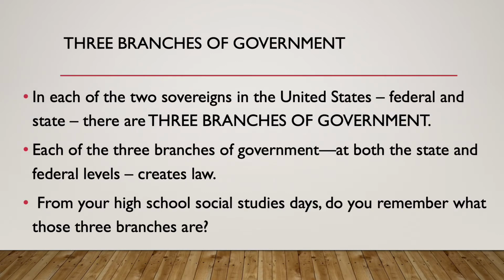There are 3 branches of government in the United States. Does this sound familiar? I bet you talked about it in your high school social studies days. So in each of the 2 sovereigns in the United States, the federal and the state, there are 3 branches of government. Each of those 3 branches of government at both the state and federal levels creates law. Let's see if you remember what those were.